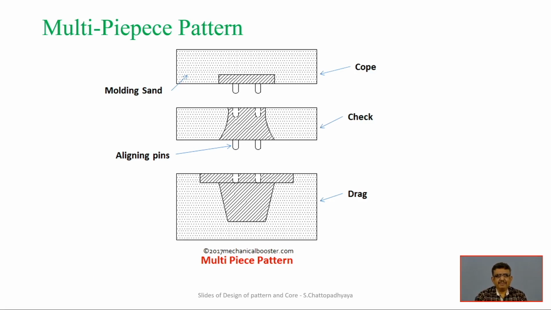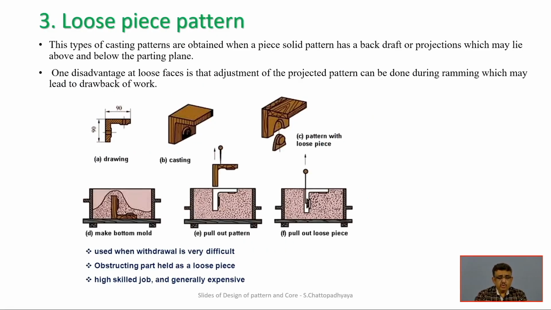Then it is a multi-piece pattern, single piece pattern, and that way it is done in the molding sand. And sorry for this little spelling mistake in the title, it will be PIECE. Single multi-piece pattern. So different pieces are there, aligning pins and other things will be assembled together in order to form those multi-piece patterns. Then loose piece pattern.